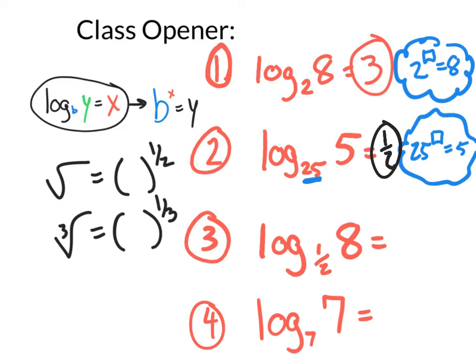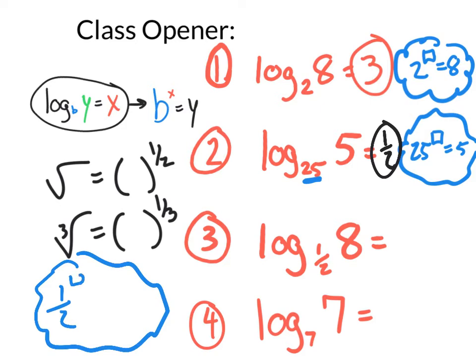How about number 3? I really need to be thinking the base 1/2 to what power will give me the answer 8? -3. Good. So -3 is your answer right there. Because if you were to put 1/2 to the -3 power, you would distribute the -3 to the 1, distribute the -3 to the 2, and the 2 to the -3 would move up and become 2 to the +3, and 2 to the +3 really is 8.